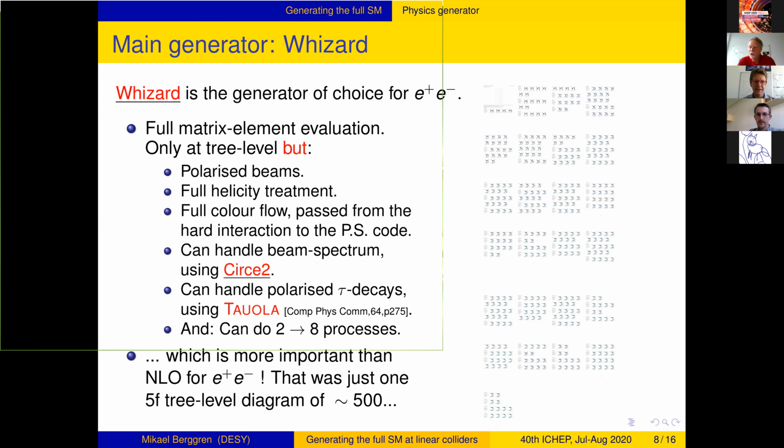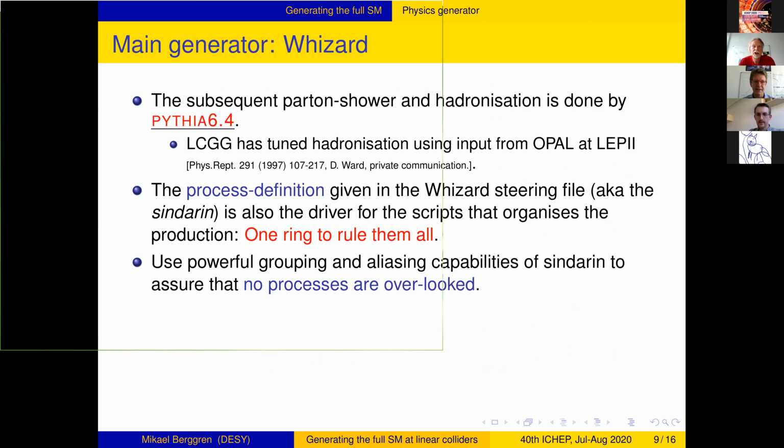So Whizard produces the hard interaction, and the subsequent parton showering and hadronization is done by Pythia. And within the generator group, we have tuned the hadronization using the input from OPAL at LEP2, being the highest energy e+e− data existing. So the definition of the processes is given in the steering file to Whizard. It's called the sindarin, which also drives the scripts organizing the production. And well, the people who know the Lord of the Rings sort of get the joke on this slide.